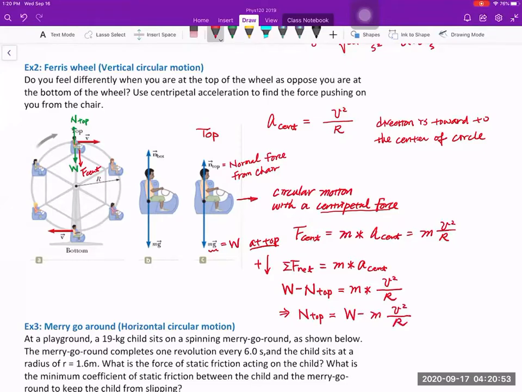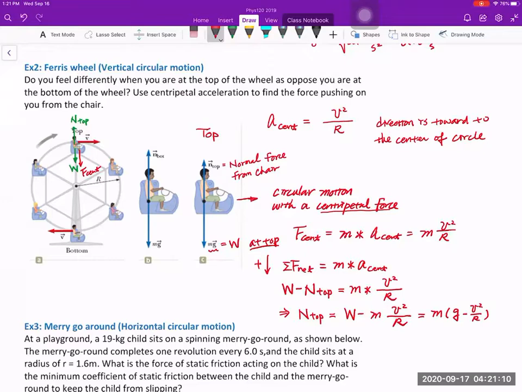What is W? W is m times g. So you can factor out the m. That will be N equals m times (g minus V squared over R). So that's how you feel when you're at the top.